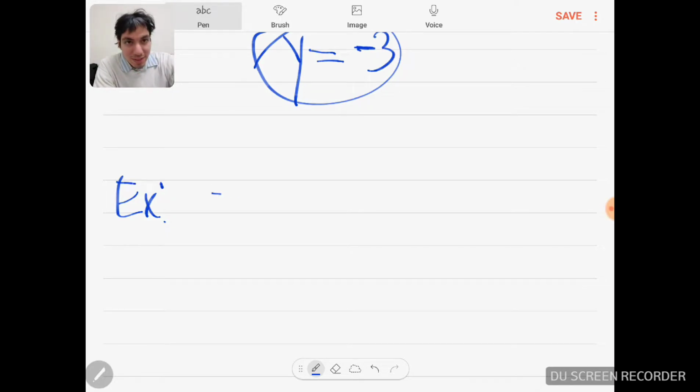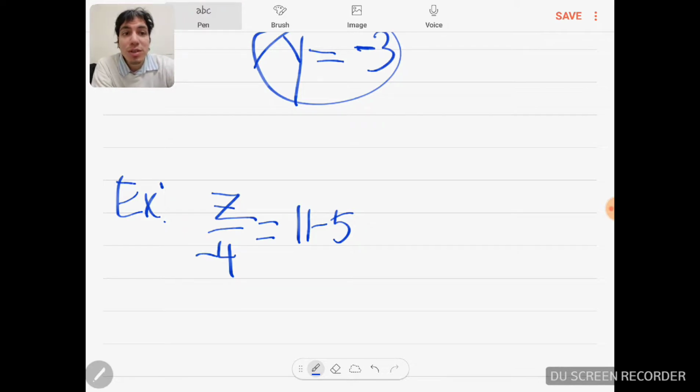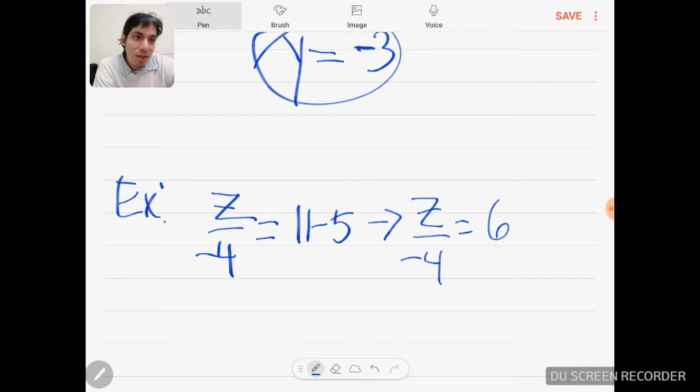Let's say I get z over negative 4 equals 11 minus 5. So the first thing you're going to do is combine like terms first. So then I put a little arrow, z over negative 4 equals 6. How do I get 6? 11 minus 5 is 6.